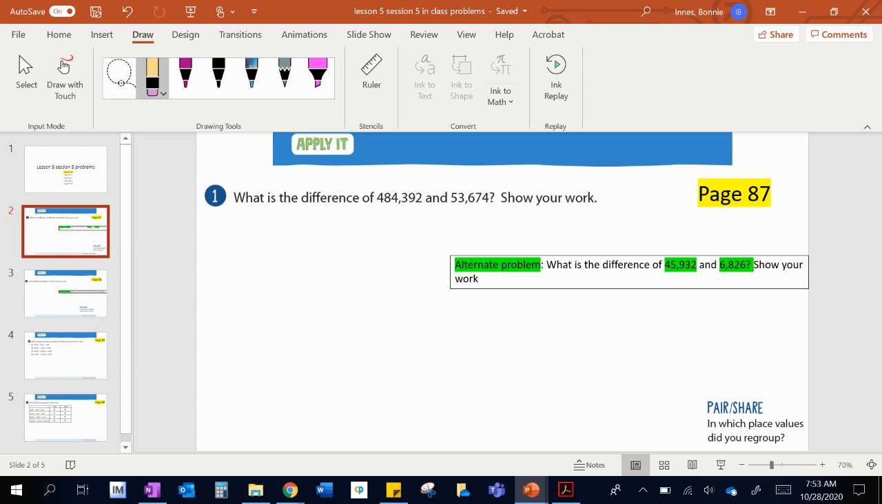Remember, you have two choices of problems, one to fit your needs. So which one are you going to work on? The first one I'm going to show is what is the difference of 484,392 and 53,684. When I see difference, this means to subtract.